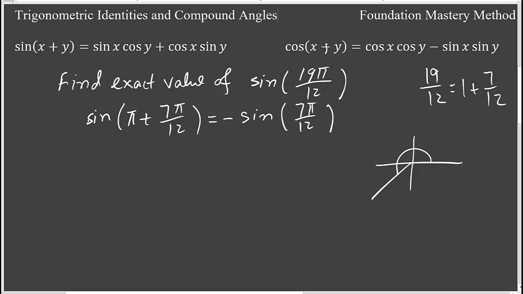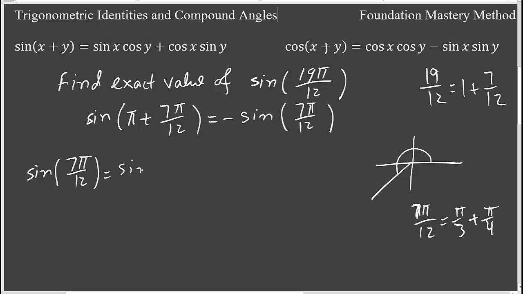Now 7 pi over 12 can be written as pi by 3 plus pi by 4. It's a lot of typical examples. So we are actually converting all this to the reference angle. Pi by 3 and pi by 4, these are reference angles. So then let us start with sine 7 pi over 12, which is sine of pi by 3 plus pi by 4.